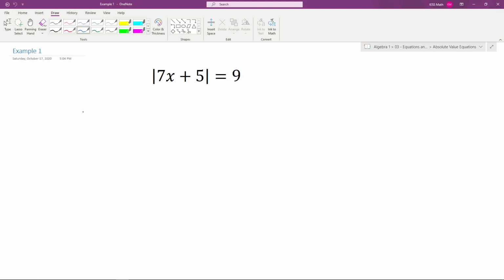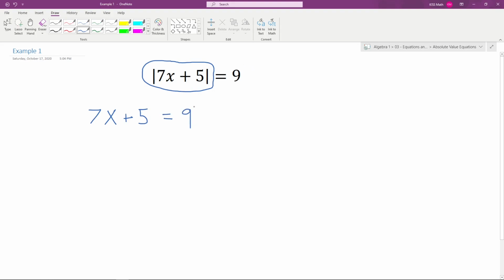So here's our first example. We have the absolute value of 7x plus 5 equals 9. So everything that's in the absolute value is already isolated to one side, so we don't have to do anything further here. All we need to do is create two equations at this point. The way you do that is you take this 7x plus 5, write that again, this time without the absolute value symbols, and you set that equal to whatever is on the right side.